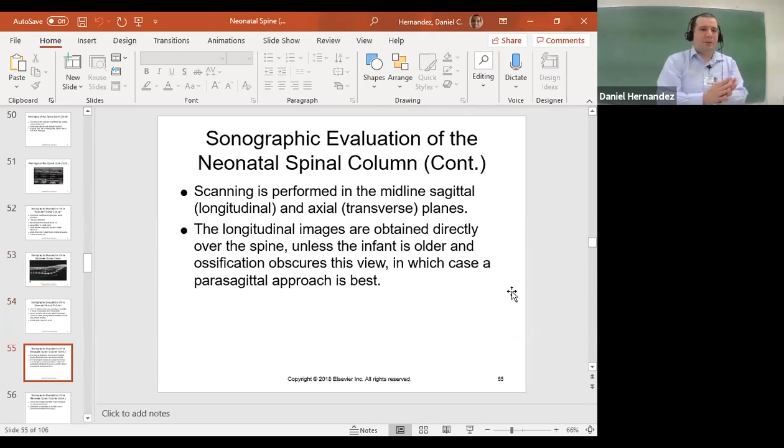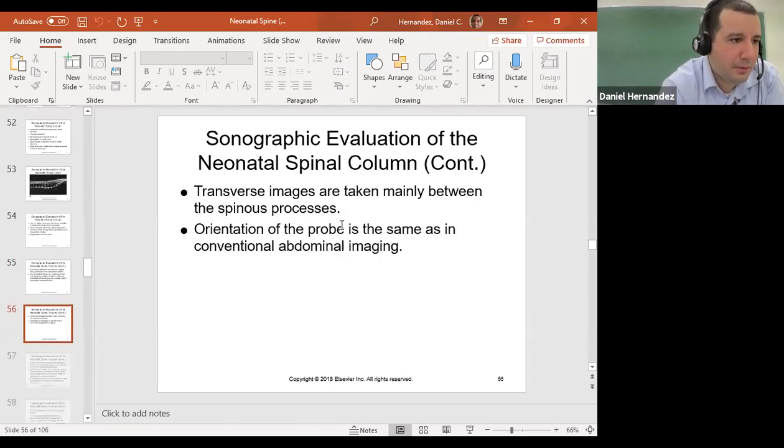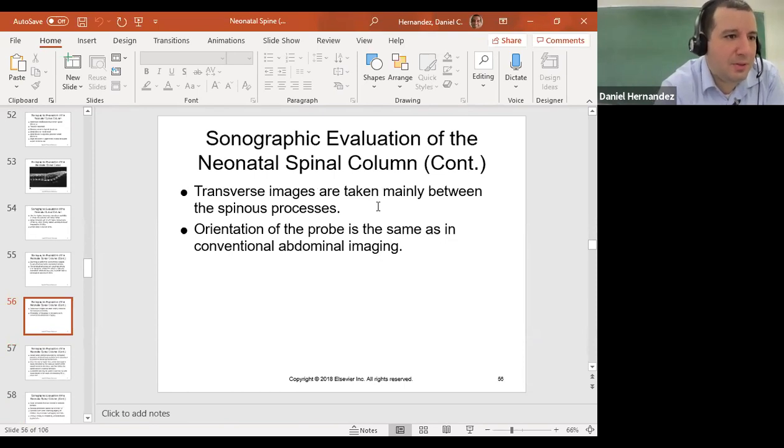So scanning is performed in the mid-sagittal longitudinal plane, as well as axial transverse views. The longitudinal images are obtained directly over the spine unless the infant is older and ossification obscures this view, in which case a parasagittal approach is best. So you come at kind of an oblique angle. Transverse images are taken mainly between the spinous processes. Orientation of the probe is the same as in conventional abdominal imaging. So you want to be perpendicular.